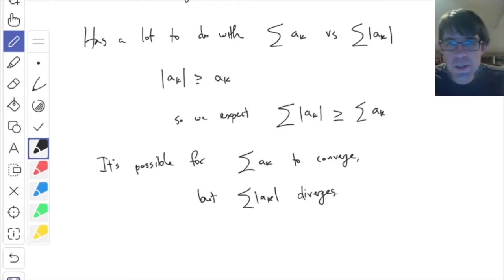At least that should seem possible to you, because when you take the absolute values, it makes the whole thing bigger. And it may be, and in fact it is true sometimes, that the original series can converge, but when you take the absolute values, it gets bigger, and in fact gets so much bigger that it diverges, like it becomes infinite. All right? And in fact, this exact situation happens in that example that I was discussing last time.